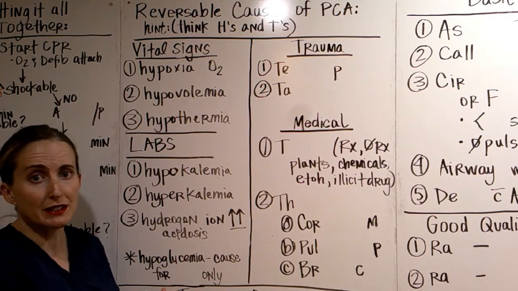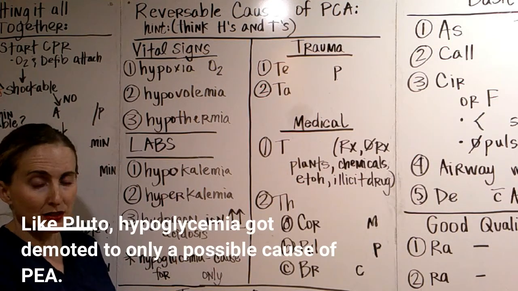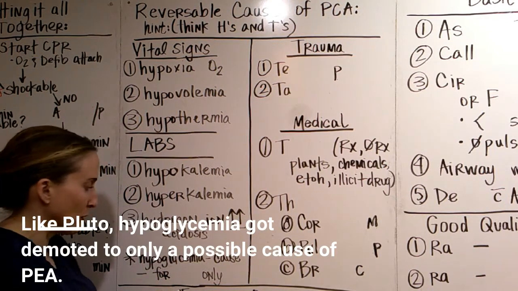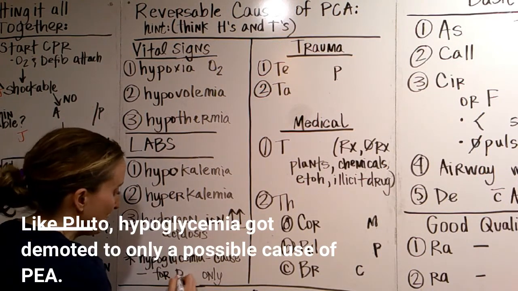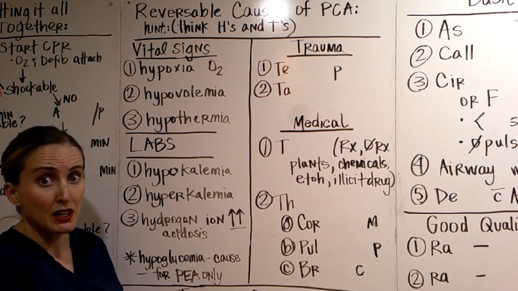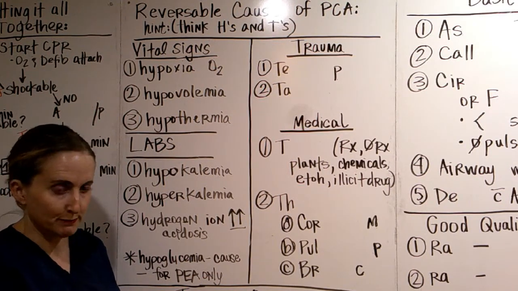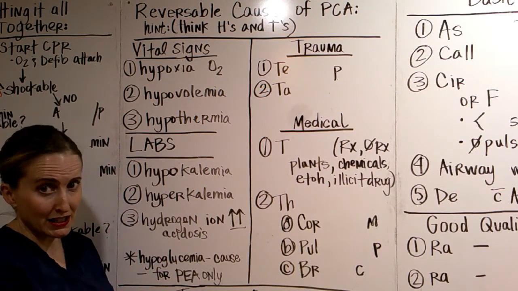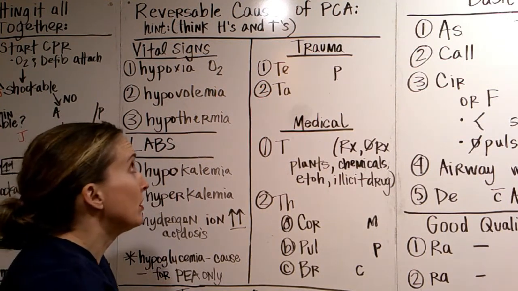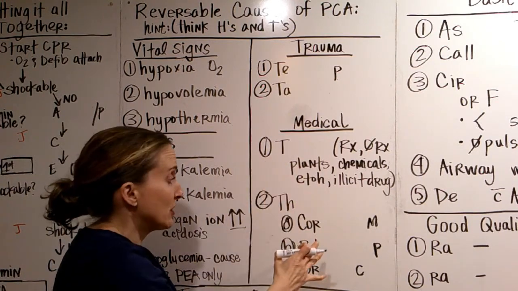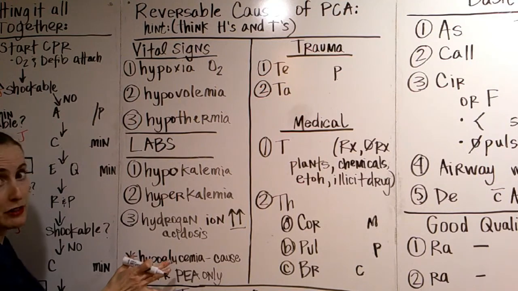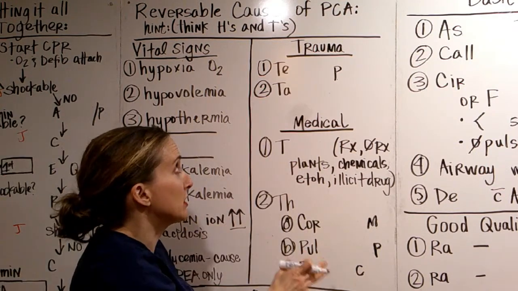It used to be listed, hypo and hyper used to be listed as one of the H's and T's, but the recent update has clarified that, and hypoglycemia is for PEA, so pulseless electrical activity. It's for that specific rhythm only. So it's an H, a reversible cause for PEA. Okay, so now we have some more H's and T's. These are all the T's. So these were our H's under our labs and vital signs, and then these are our T's.